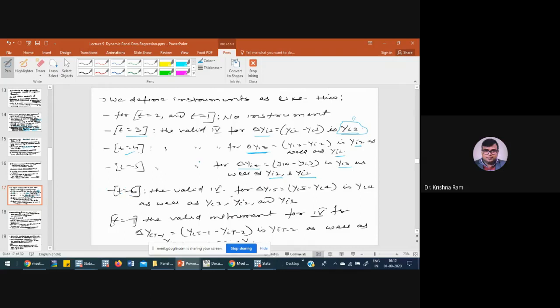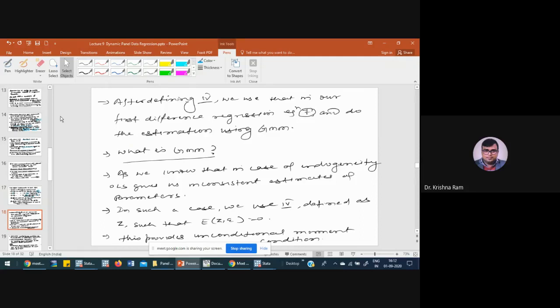So that means if you are working with many years of data, then you will use many instruments, starting with yi1 till yi,t minus 2. So you use these instruments and estimate the regression model using the GMM method.